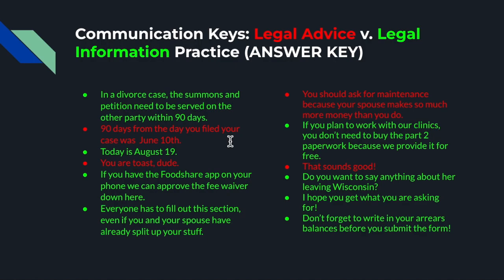And again, if we go back to our rule of thumb, think about it. If you said this to the next person, they would say, what are you talking about? I filed my case July 19th. How could 90 days be June 10th? If I say today is August 19th, that is just general information. Great news. Yeah, I mean, that's again, it's a fact. I can say that to anyone who comes in and it's equally true.